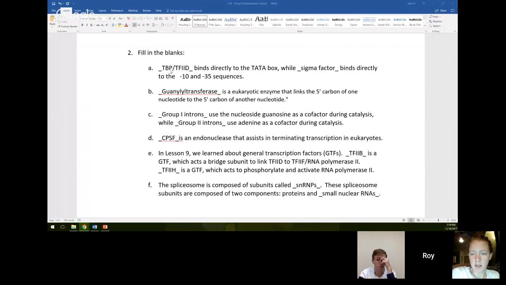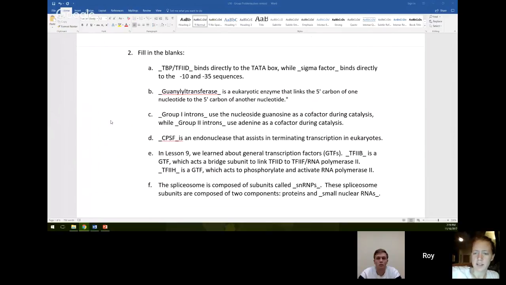So for A, I have a little bit extra information on here. The TATA binding protein, TBP in TFIID binds directly to the TATA box, while sigma factor's helix-turn-helix motif binds directly to the -10 and -35 sequences. And B, guanylyl transferase is a eukaryotic enzyme that links the 5' carbon of one nucleotide to the 5' carbon of another nucleotide.